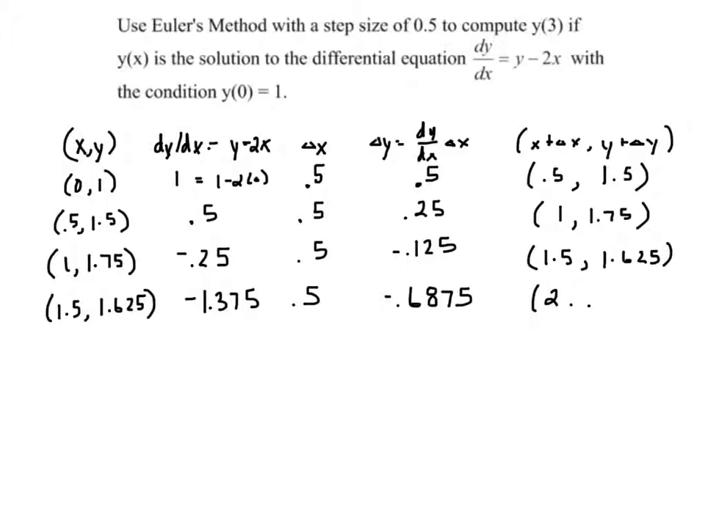We're at 0.9375. So this one's a little bit different in that it went up and then it's coming back down. And again, that just has to do with what the slope field would look like.